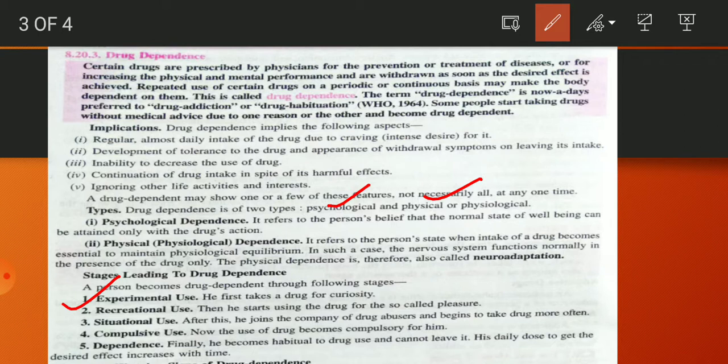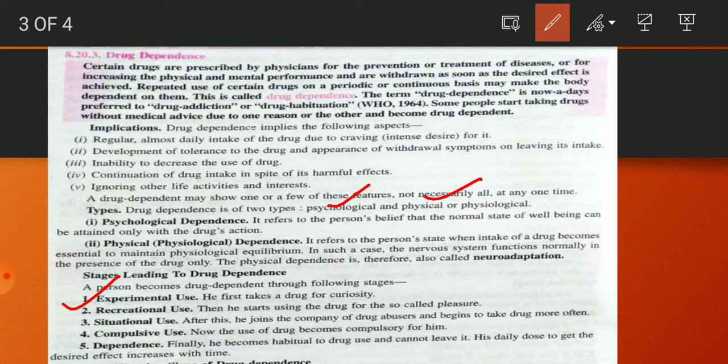Yeah, it's a living lifestyle. So it is very much essential for that particular person. Then comes the last stage, that is dependence. Dependence means finally he becomes habitual to drug use and cannot leave it. His daily dose to get the desired effect increases with time. So these are some stages of drug dependence.